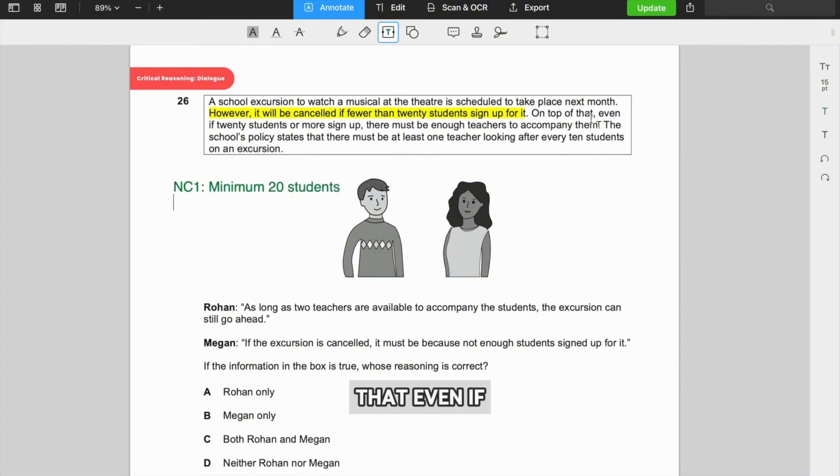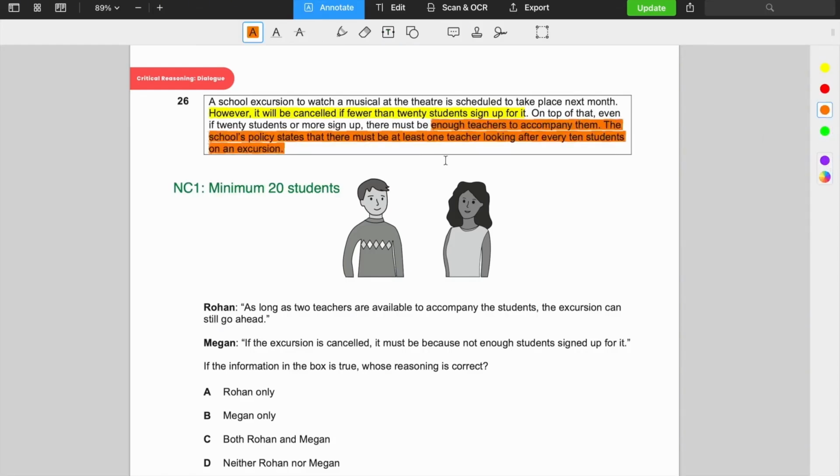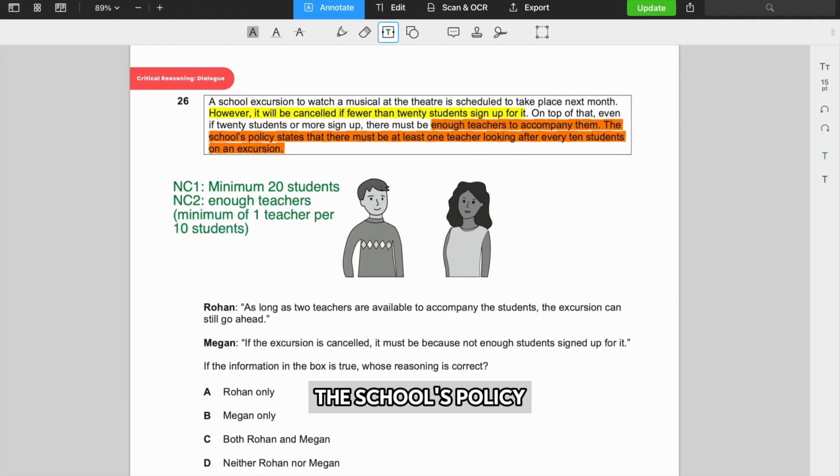On top of that, even if 20 students or more sign up, there must be enough teachers to accompany them. So that's necessary condition number 2, which is enough teachers to accompany them. And that would be specifically at least 1 per 10, as per the school's policy.